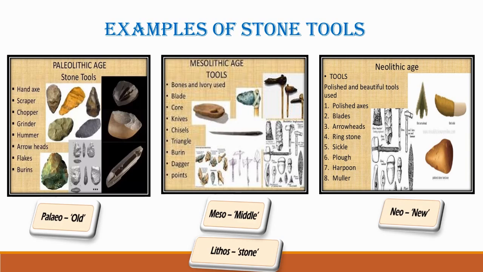And last, Neolithic age. Neo means new and lithos means stone. In this age, tools were polished and beautiful, such as polished axe, blades, arrowheads, ring stone, sickle, plow, harpoon, mullar. So in this slide we learn about the tools which were used in three stages.